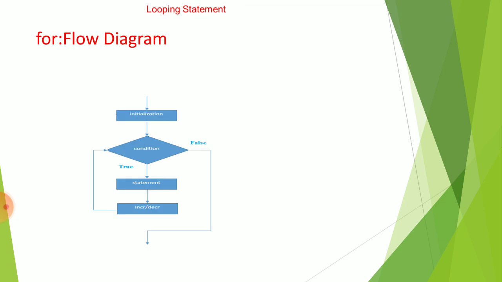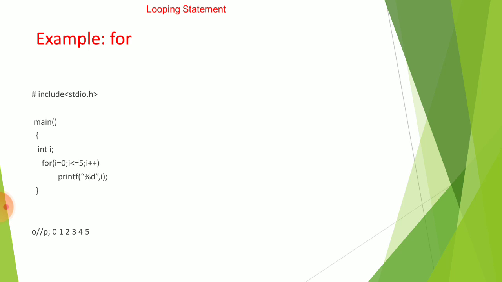It is a flow diagram for the for loop. First one is initialization, then condition. If the condition is true, it executes the statements, then it increments or decrements the variable, then it goes back to check the condition. If the condition is false, it comes out from the for loop.